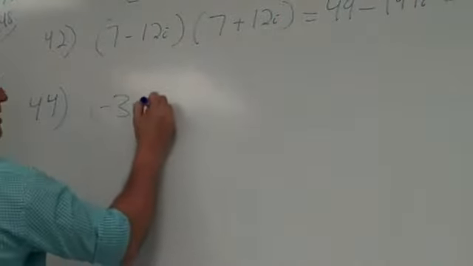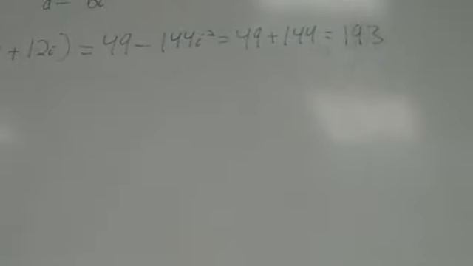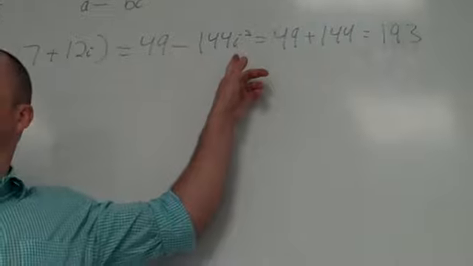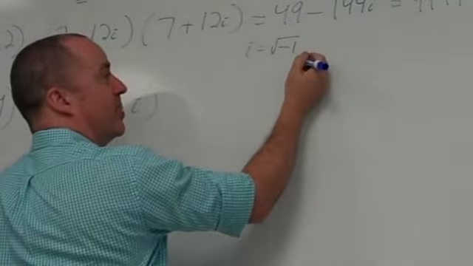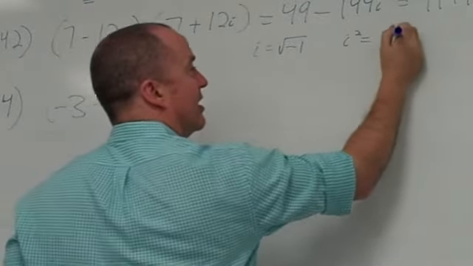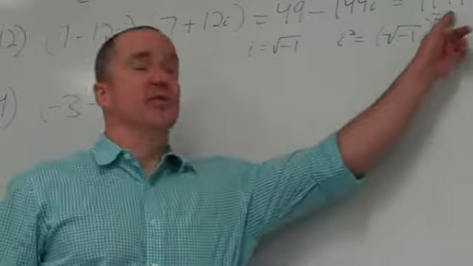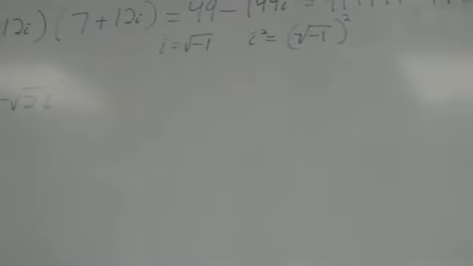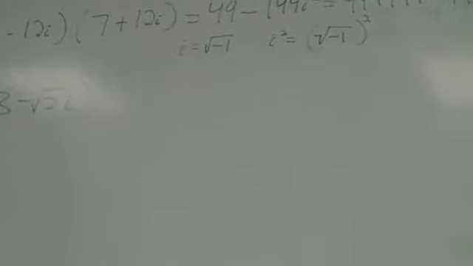Negative 3 minus square root of 2i. What cancels out the i squared? The i squared is equal to negative 1. Because i is the square root of negative 1. So i squared is the square root of negative 1 squared. Square root and squared cancel, and you're just left with negative 1. I squared wanders from the imaginary back into the real.